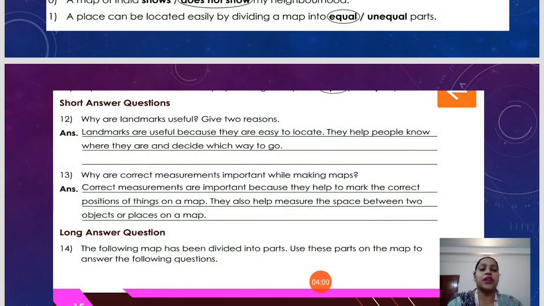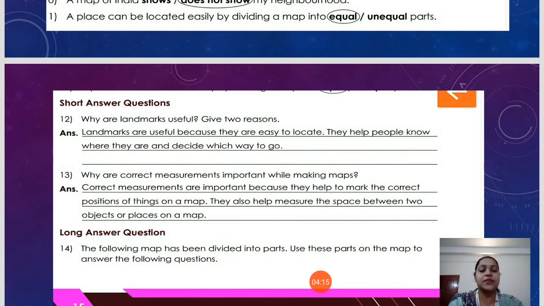Then we come to the short answer question. It's given, why are landmarks useful? Give 2 reasons. You'll have to write 2 reasons why landmarks are useful. Firstly, they're easy to locate, and secondly, people know where they are and decide which way to go with the help of landmarks.